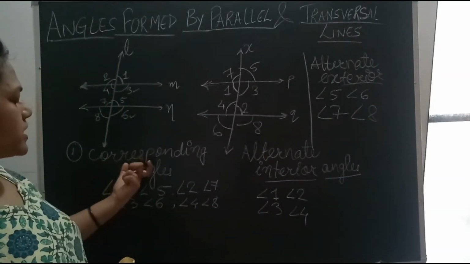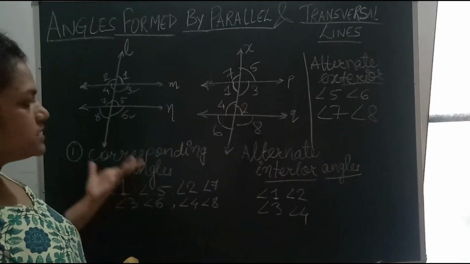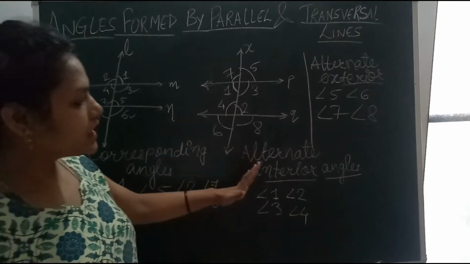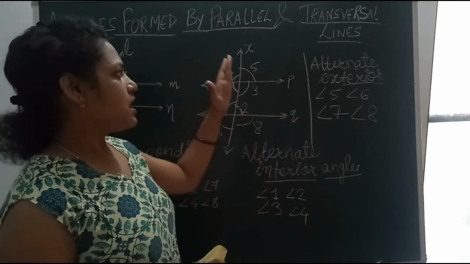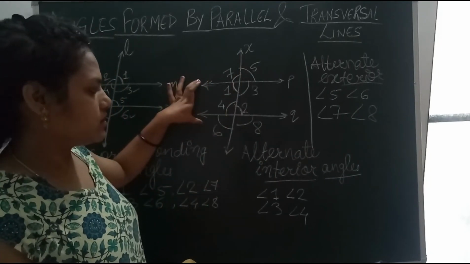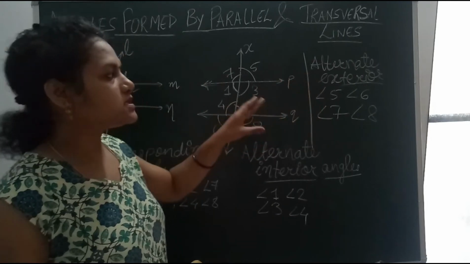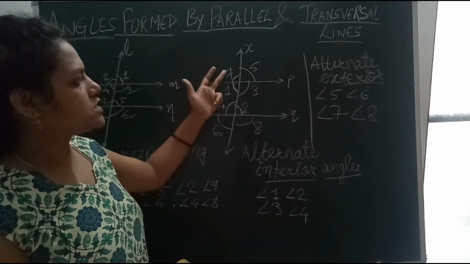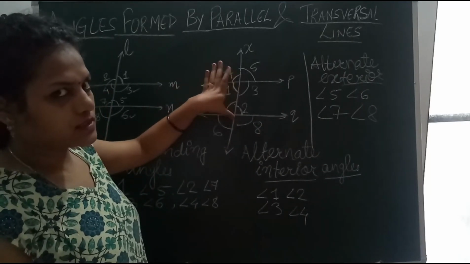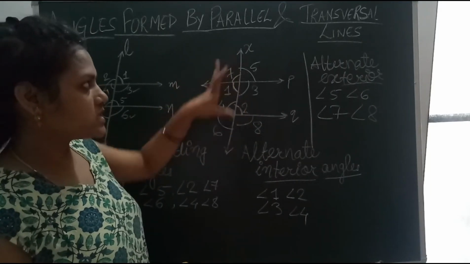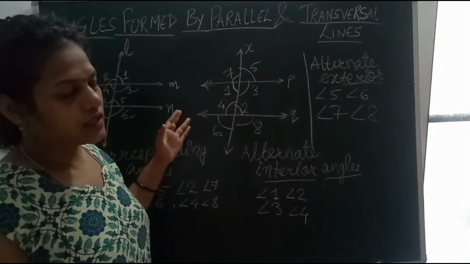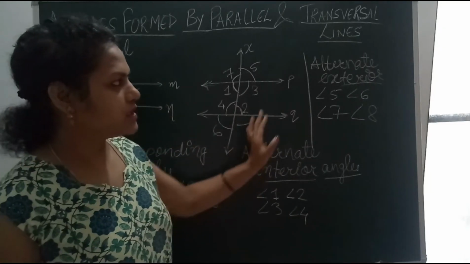So first, corresponding angles means the same position, on the same side. Alternate interior angles means opposite sides of this transversal, between these two parallel lines. And alternate exterior is again opposite sides of the transversal but outside of these two parallel lines. This is corresponding, interior, exterior.